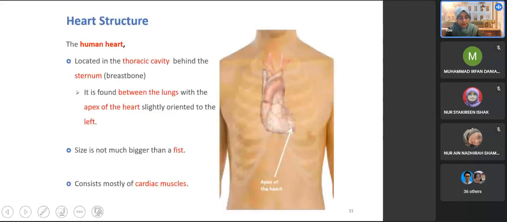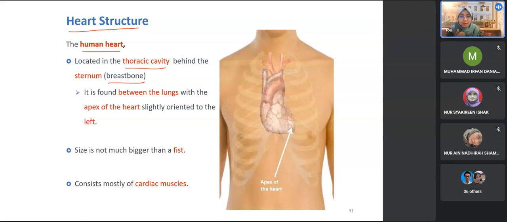Okay, so let's look at the structure of the heart. The human heart is located in the thoracic cavity, behind the sternum, which is the breastbone. You can try to feel the hard breastbone in the middle of your chest. Under that is your heart. The region inside, we call it the thoracic cavity.